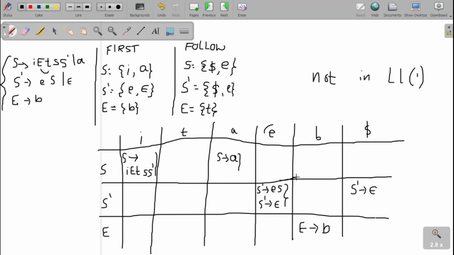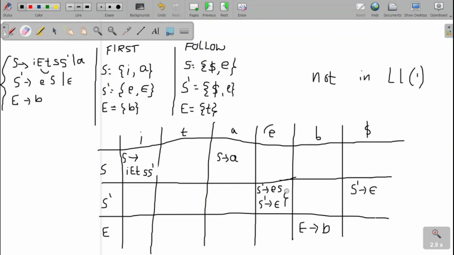This is how we construct the table. Using this predictive parsing table, we can say whether the grammar is in LL(1) or not. If there is a single entry for each row versus column, then the grammar is said to be in LL(1). If I get multiple entries, then I say that the grammar is not in LL(1).